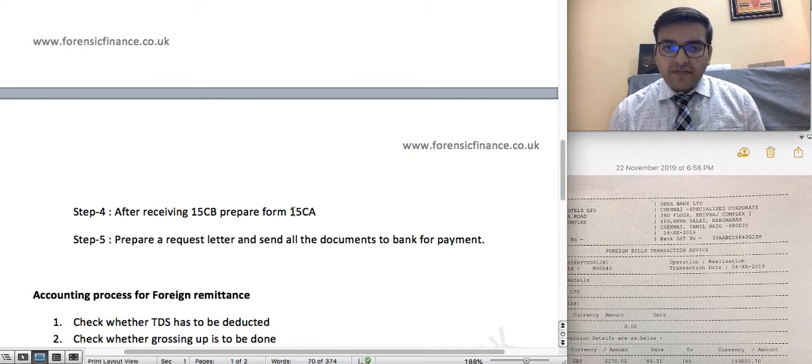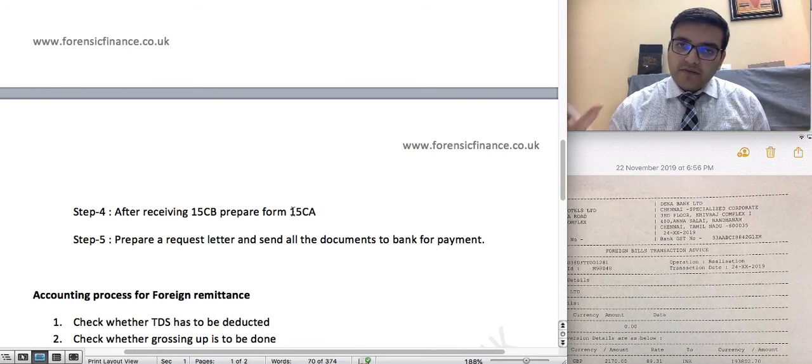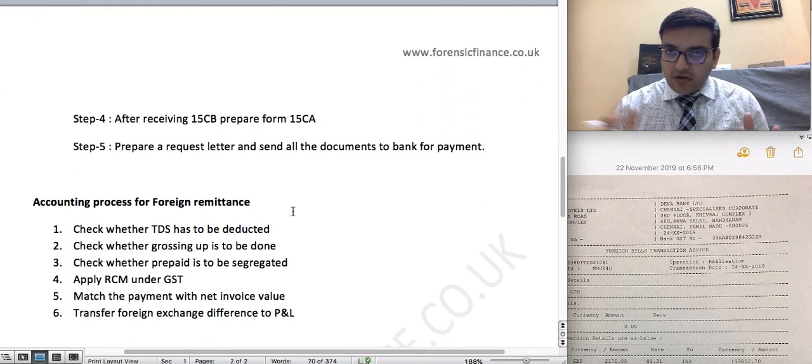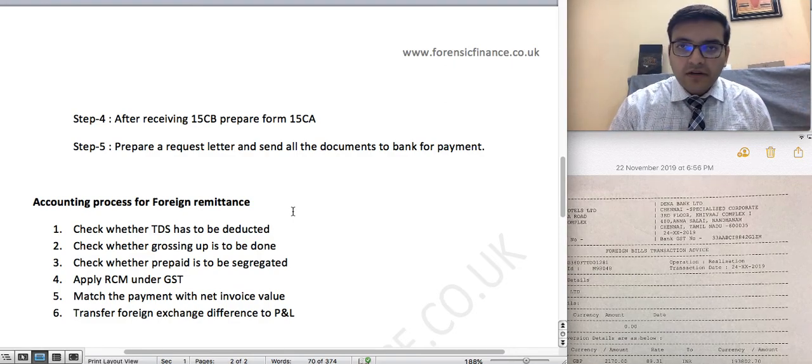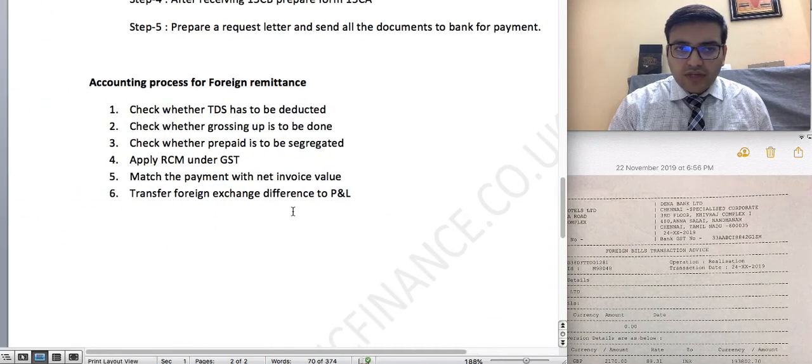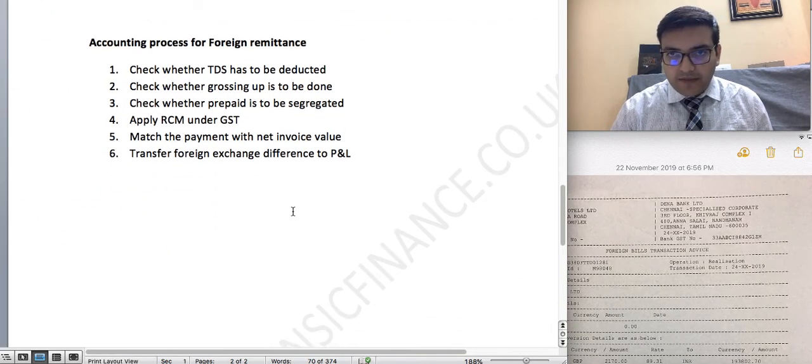So after receiving the 15 CB, you have to prepare the 15 CA, and then you have to prepare that letter and send all the documents to the bank for making the payment. This was the complete process, step by step. Okay, now moving on to the accounting of this foreign remittance.